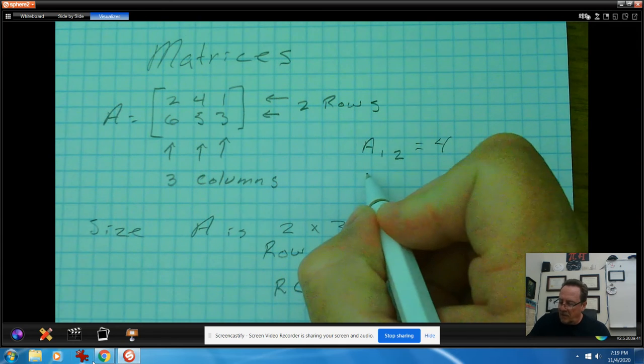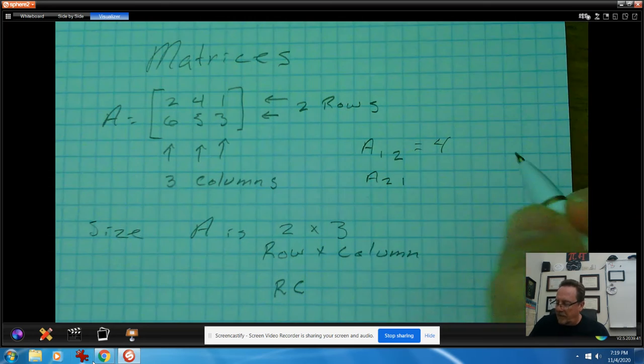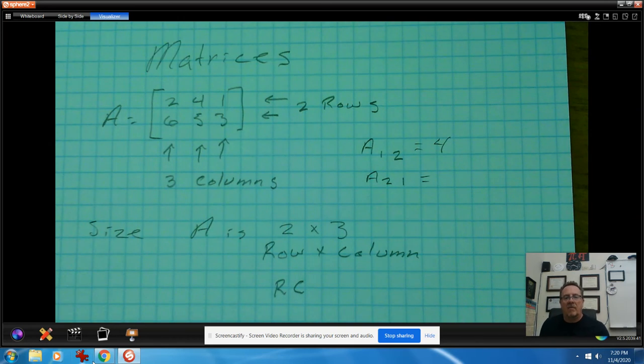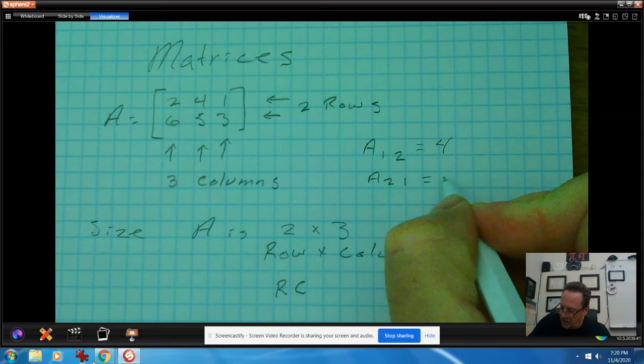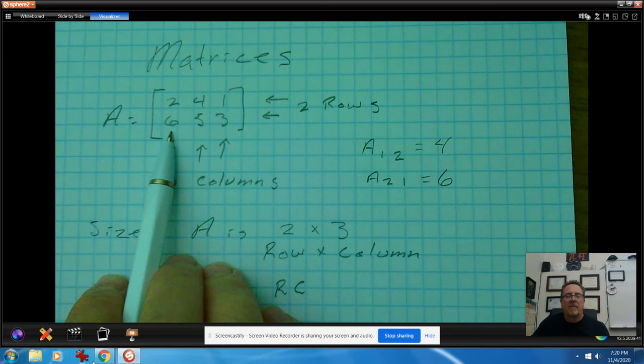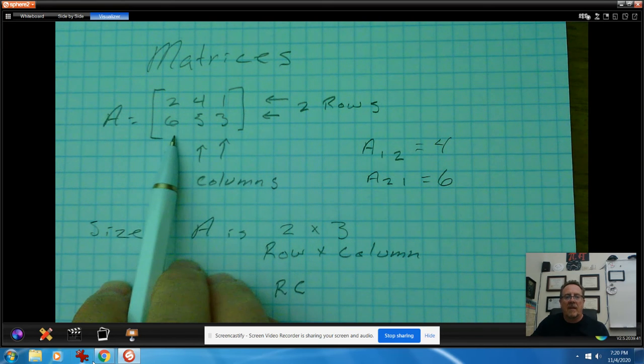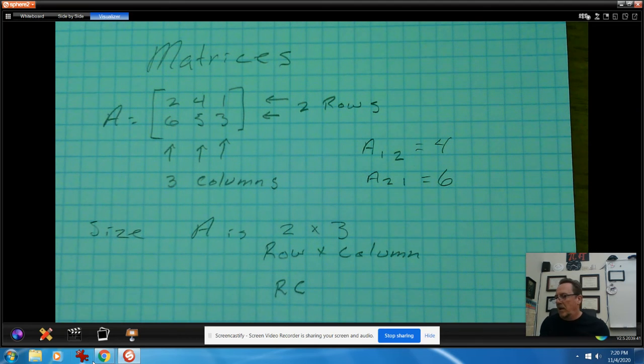What number then would be in position, let's say A21? Think about it. What does the 2 stand for? That stands for the row. What does the 1 stand for? That stands for the column. So A21 is actually going to be 6. It's in the second row in the first column. Here's row 2. And in that first column is the number 6. So A21 is the number 6. Okay?